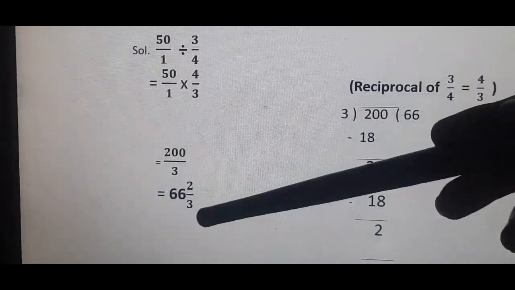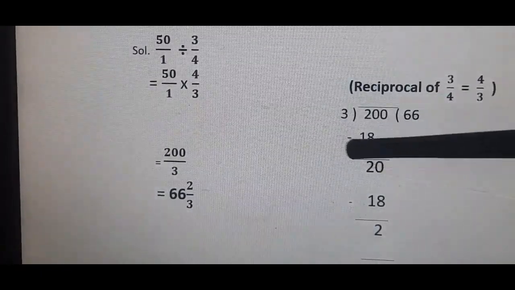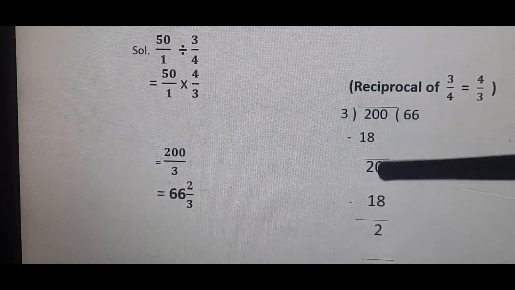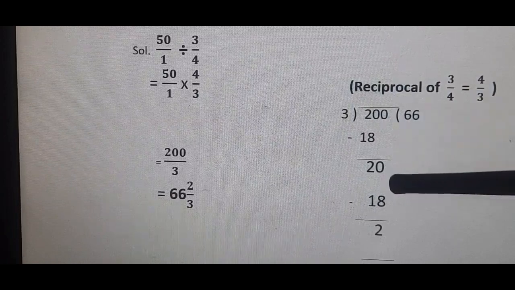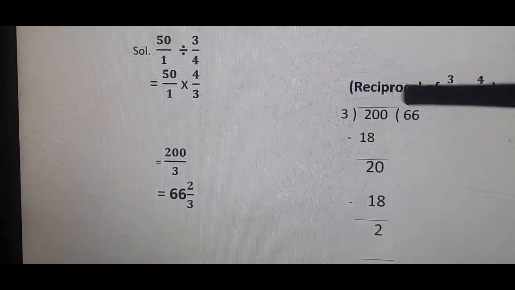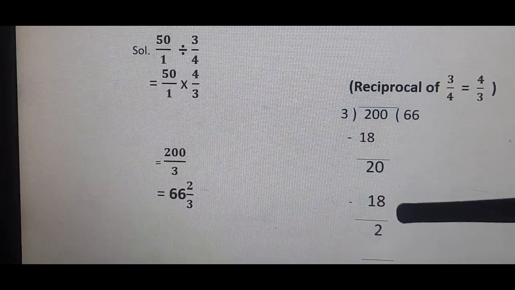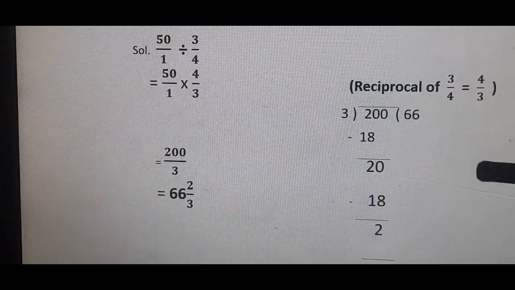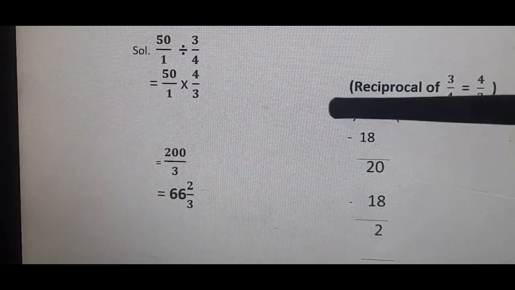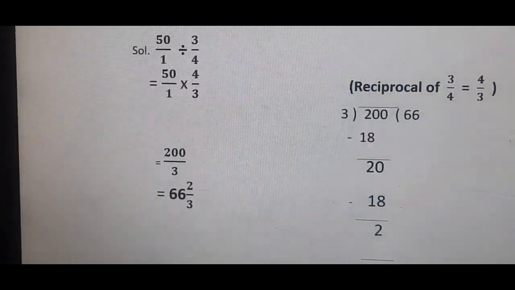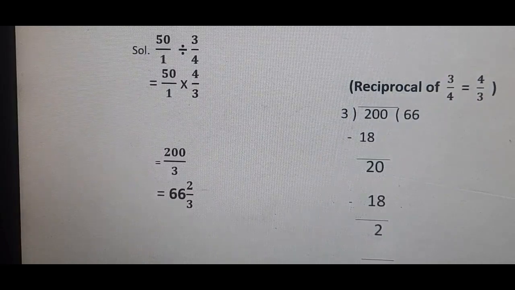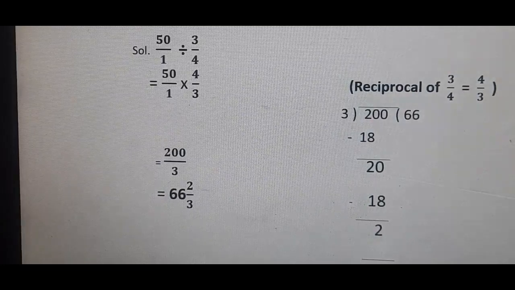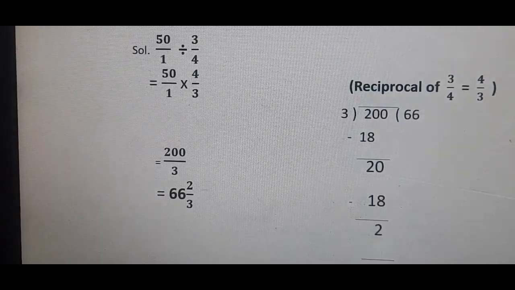So we will change it into a mixed fraction. 200 divided by 3. 3 6s are 18. 20 minus 18, 2. Take the next digit, 0. 20 is the dividend now. 3 6s are 18. 20 minus 18, 2. So our mixed fraction is Q whole R upon D, that is 66 whole 2 upon 3. Understood? If it is improper, then you have to convert it into a mixed fraction. It will not be written in your question. You have to do it.